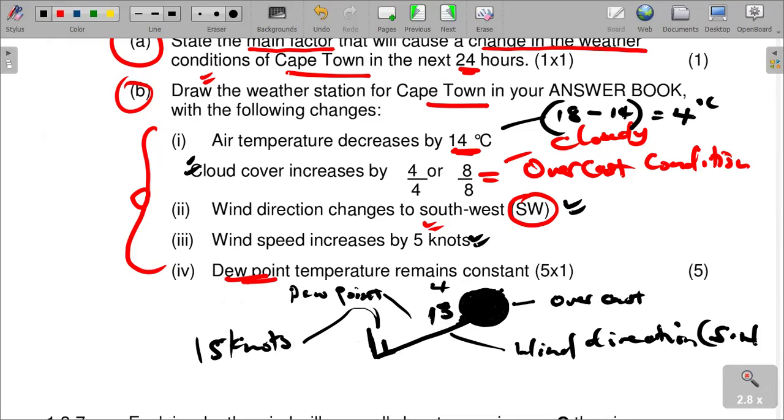So now when you draw this, you are done. We have managed to draw the synoptic weather map that is actually asked of you. You have drawn a weather map that is showing our 8/8 or 4/4 weather condition or cloud cover that is given there. That is what is expected of us.